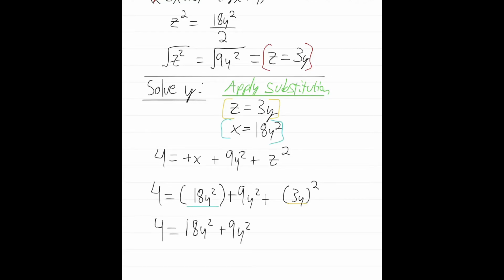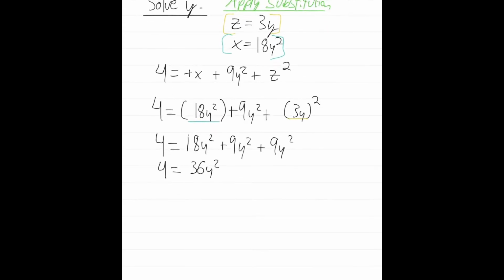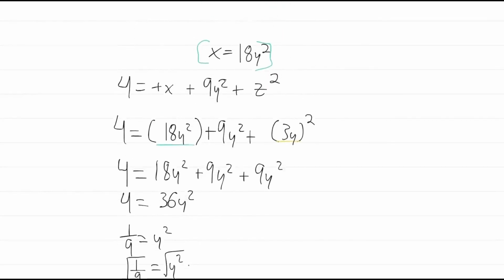So 4 is equal to 18y squared plus 9y squared plus 9y squared. So 4 is equal to, we can factor out the y squared, and we're left with 18 plus 9 plus 9, which is equal to 36y squared. Furthermore, we're going to go ahead and substitute this. 4 divided by 36 is equal to 1 over 9. Now that we have our y squared, all we're simply doing now is solving for y.